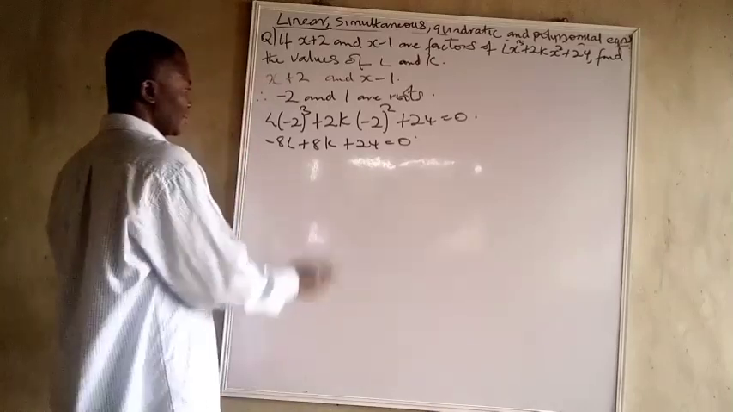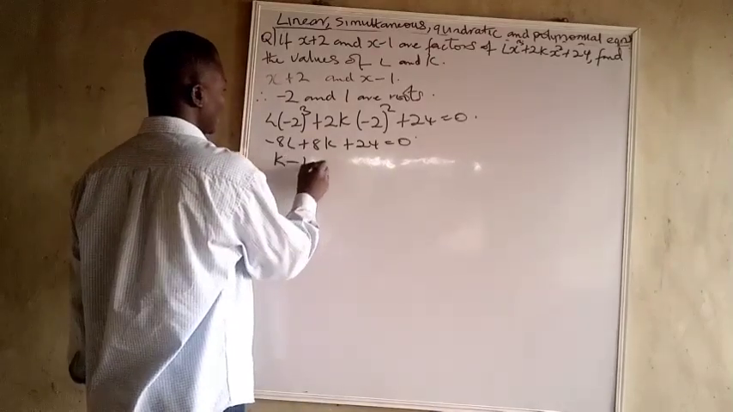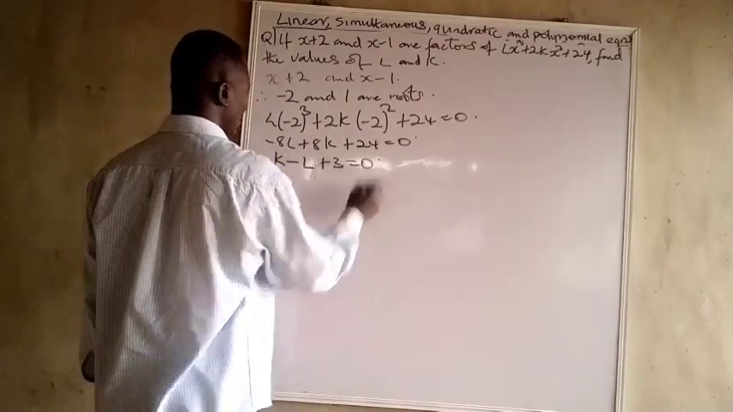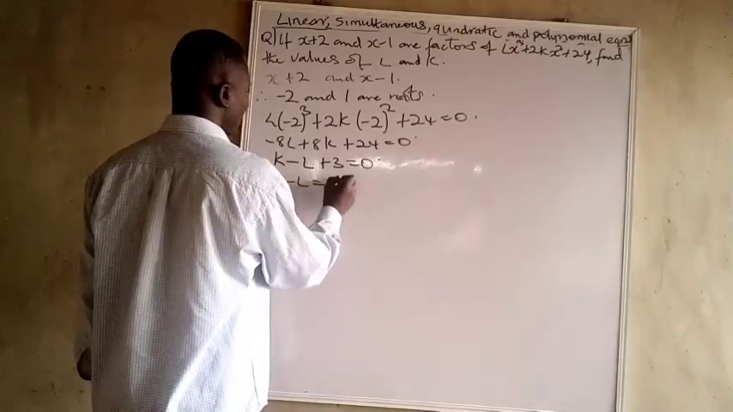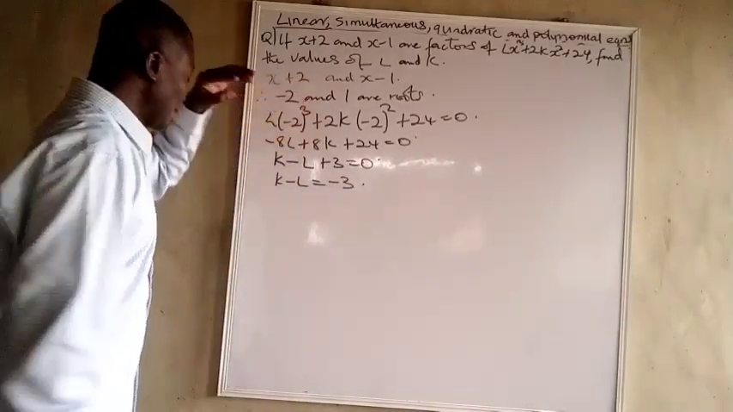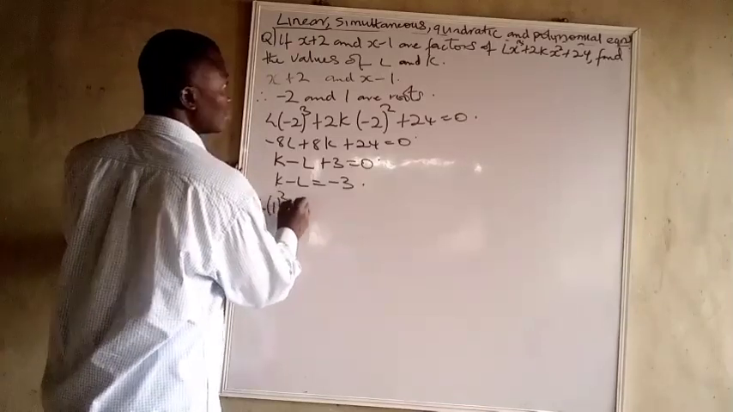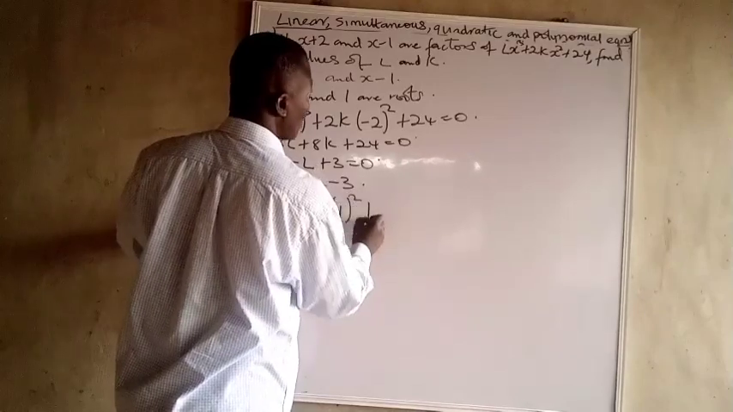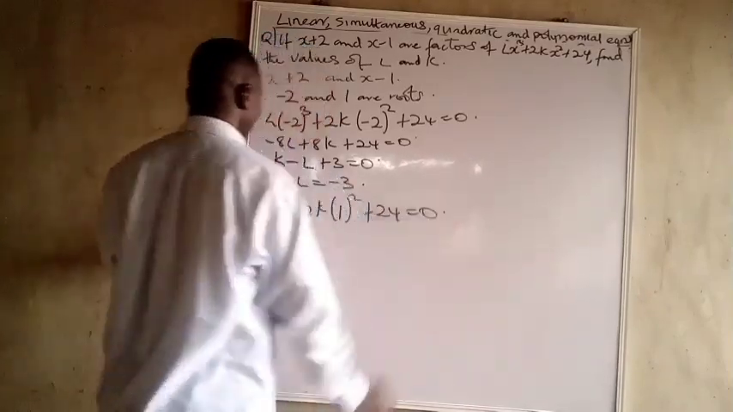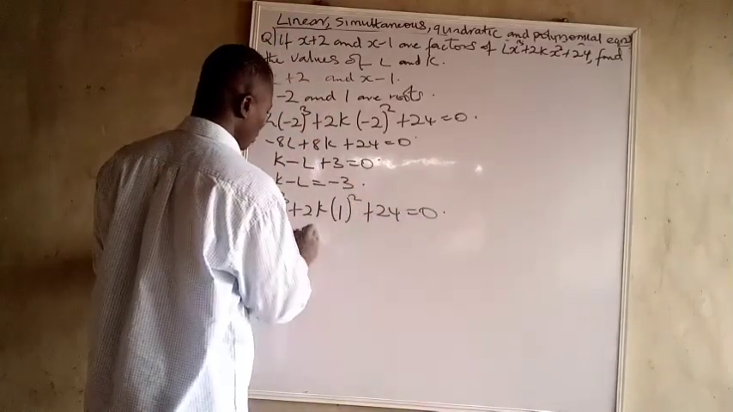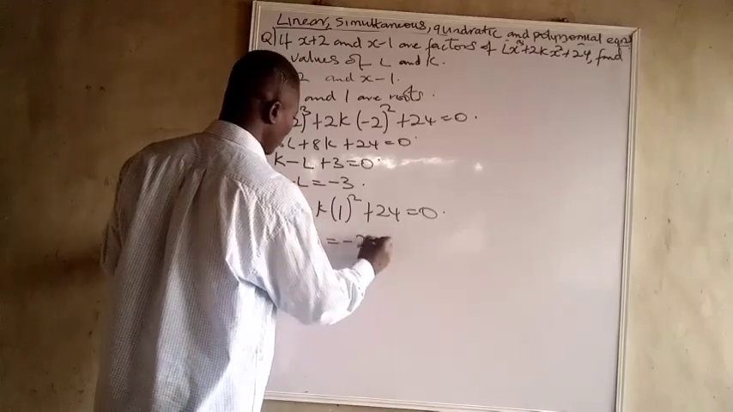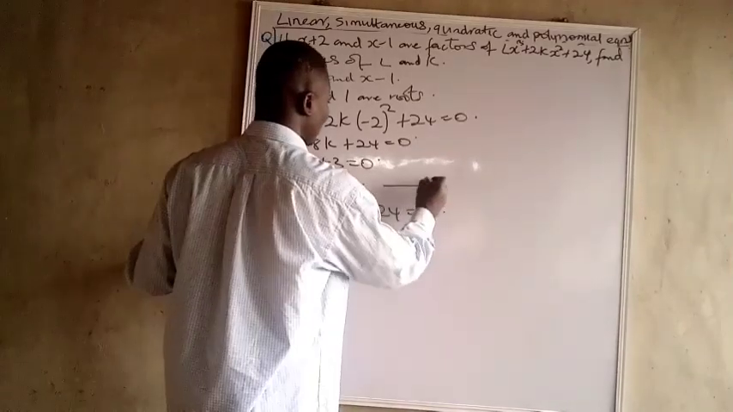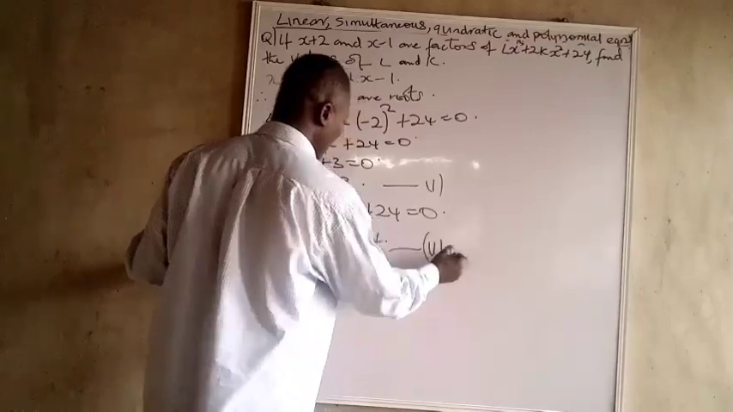So let's divide through by 8. So I have k minus L plus 3 equals 0. So I can say k minus L equals minus 3. Now let's substitute 1. L into 1 cubed plus 2k into 1 squared plus 24 equals 0. So I have L plus 2k equals minus 24. So let's make this our first, and this our second derived equation.